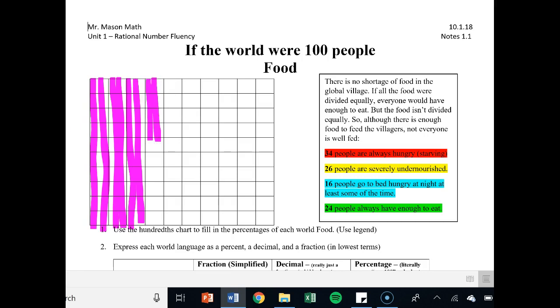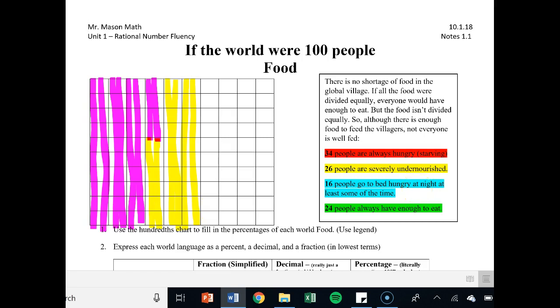Then take the yellow highlighter. Obviously, there's only one set of highlighters, so you're going to share them. It says 26 people are severely undernourished, right? So 1, 2, 3, 4, 5, 6, 26 people here. And then another row of 10, that's 16. And then another row of 10, that's 26. All right? 16 people would go to bed hungry at night.